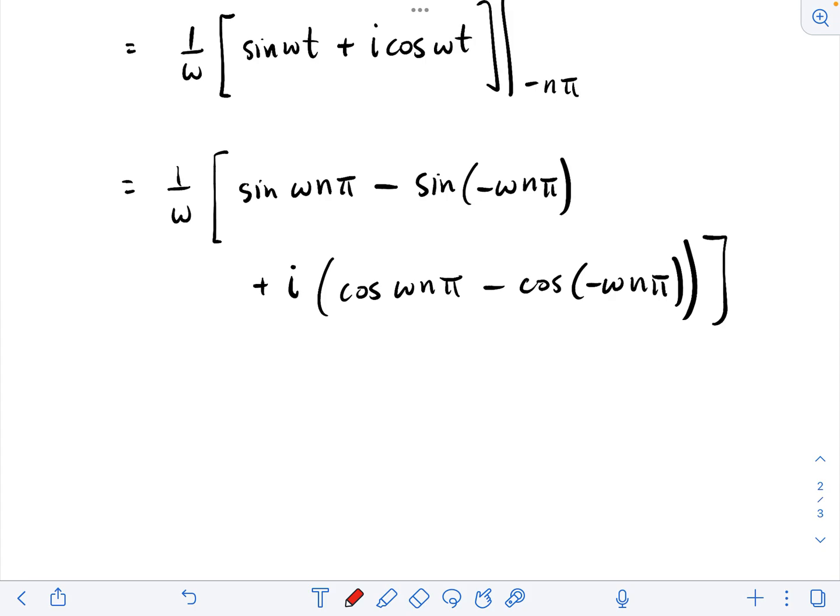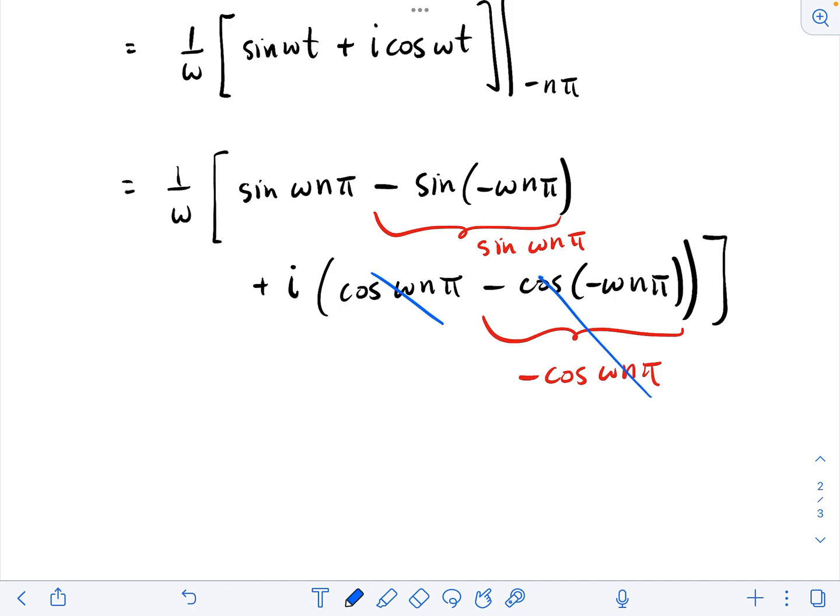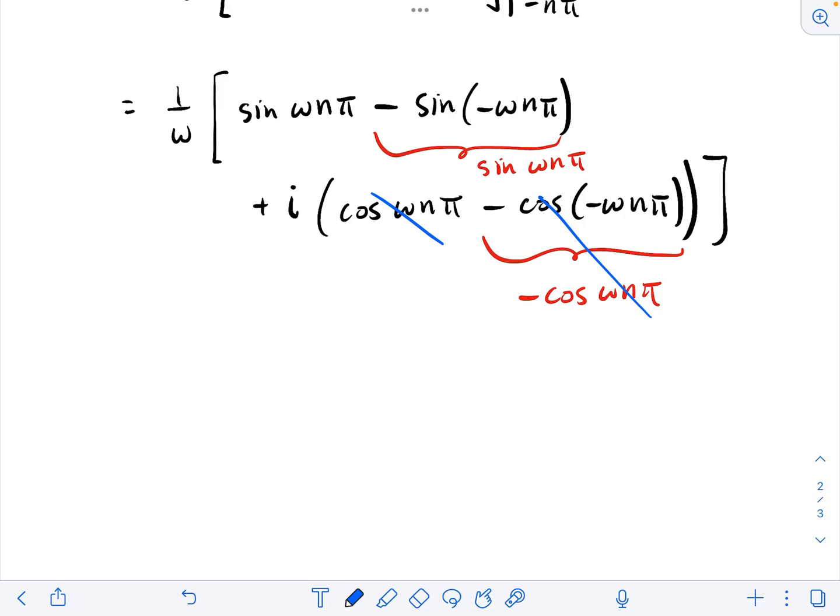Well, the sine function: sine of minus x is equal to minus sine of x. And so all of this just becomes plus sine of omega n pi. Cos of minus x is just cos of x. And so all of this becomes minus cos of omega n pi. And so that minus cos of omega n pi is going to cancel with the plus cos of omega n pi. And so we're going to get a cancellation here. Whereas in the first couple of terms with the sine functions, they're going to add. And so what we'll end up with is that this pi hat of omega is going to be equal to 2 over omega sine of, let's write this as, pi n omega.